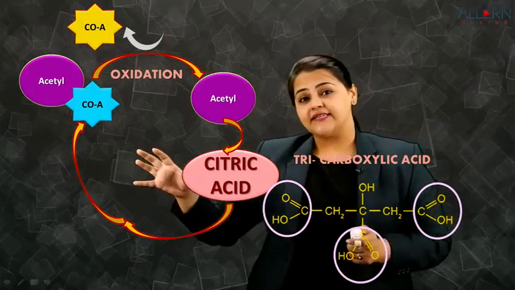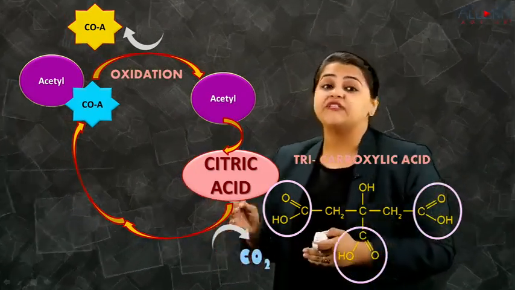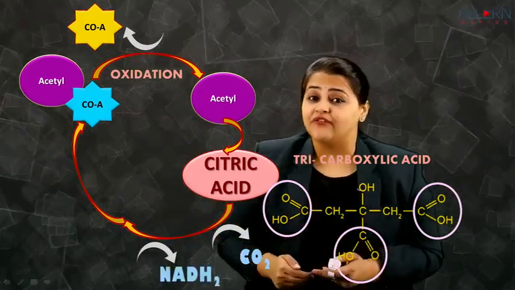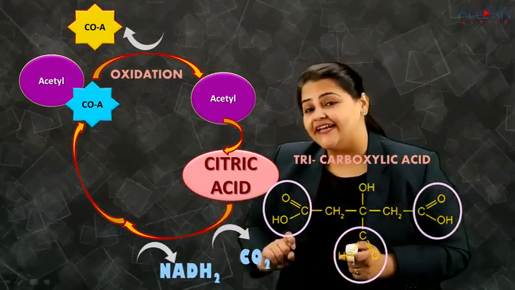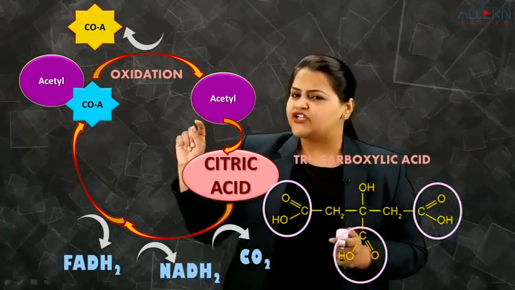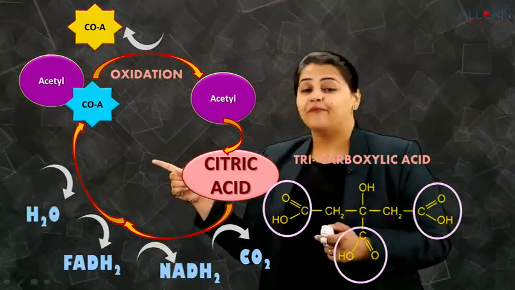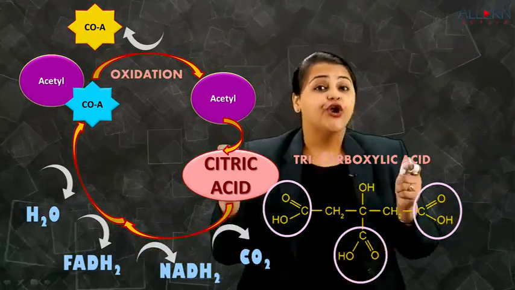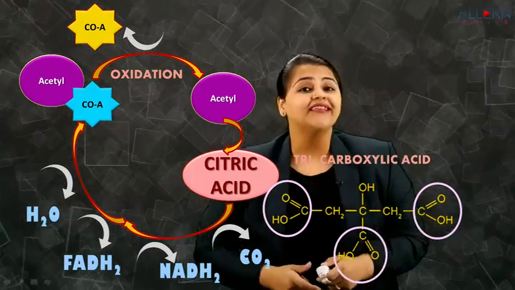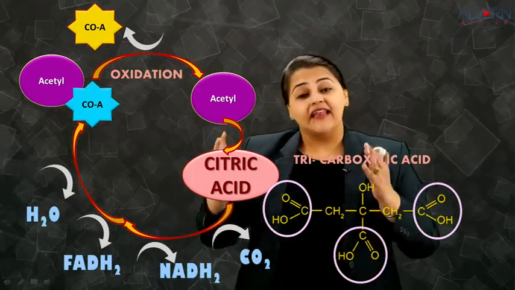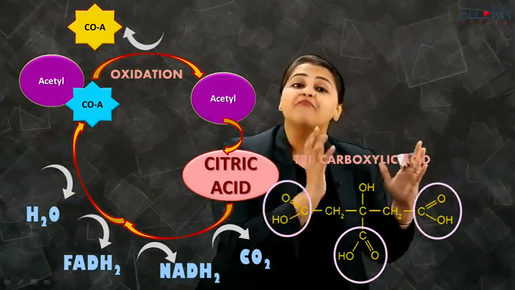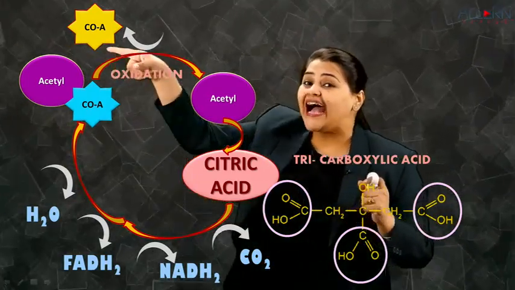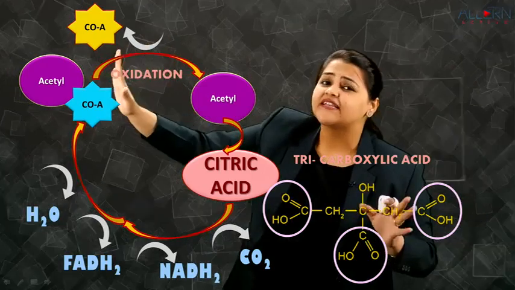Now, in this entire cycle, a lot of indirect energy and a lot of byproducts are produced. We have carbon dioxide being released. We have indirect energy, which is NADH2. We have another form of indirect energy, which is FADH2, and another byproduct, water. So these are the molecules released during the Krebs cycle. One thing you have to understand is that the Krebs cycle takes place inside the matrix of the mitochondria, wherein the reaction is specific to the acetyl part of the CoA. CoA is released as it is.